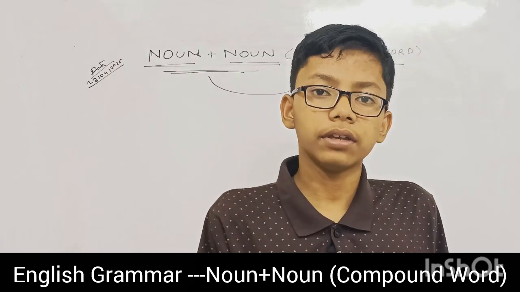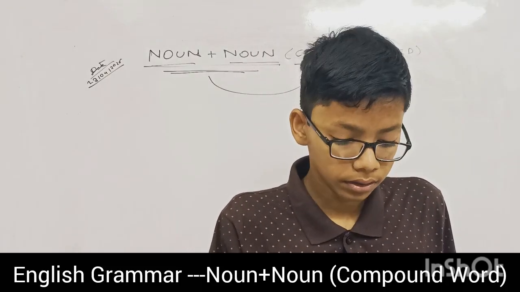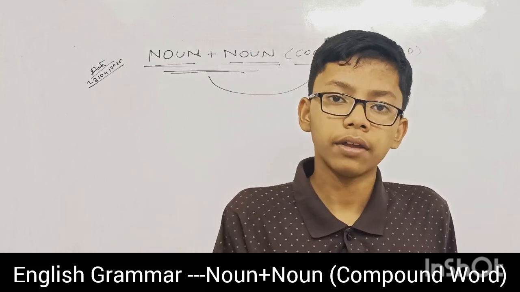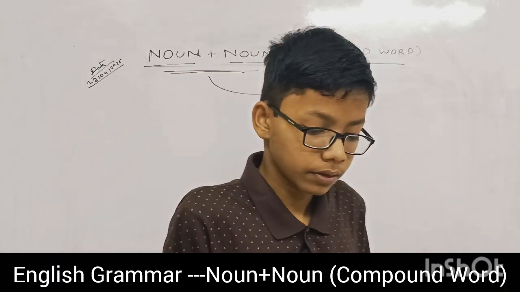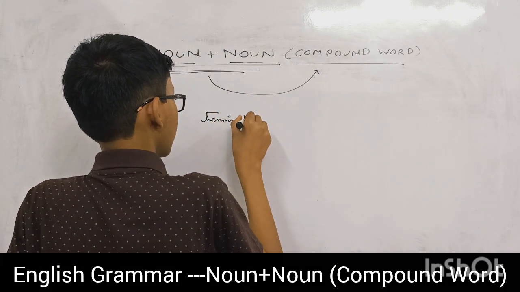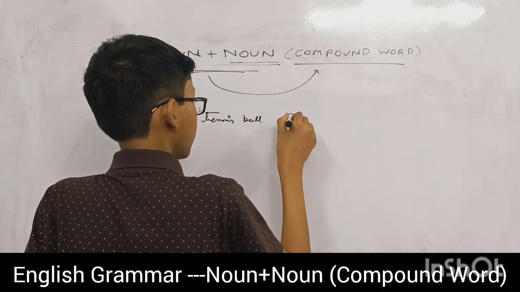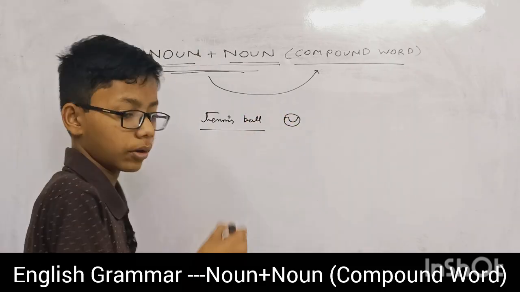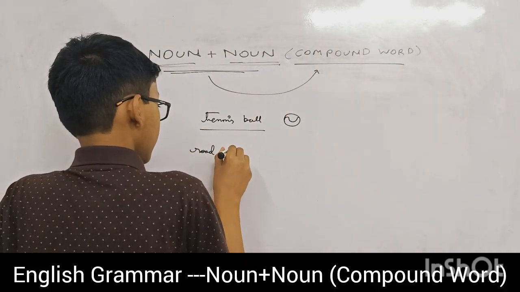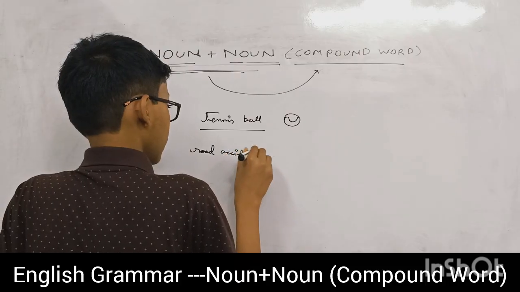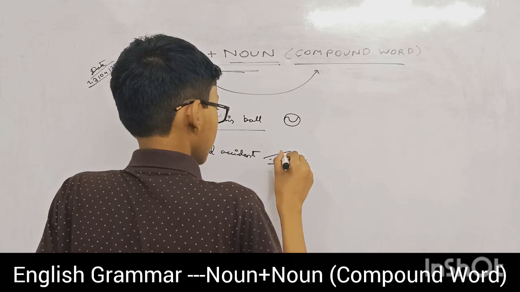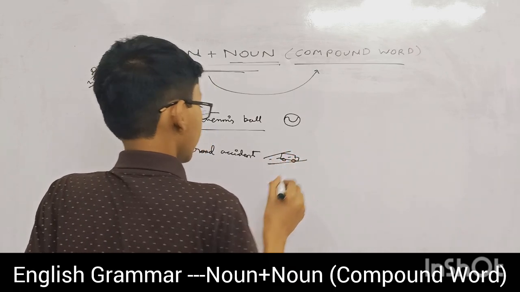So when do we use it, or how is it made? We often use two nouns together, noun plus noun, to mean one thing, person, idea, etc., which is the compound word. For example, tennis ball, or road accident.